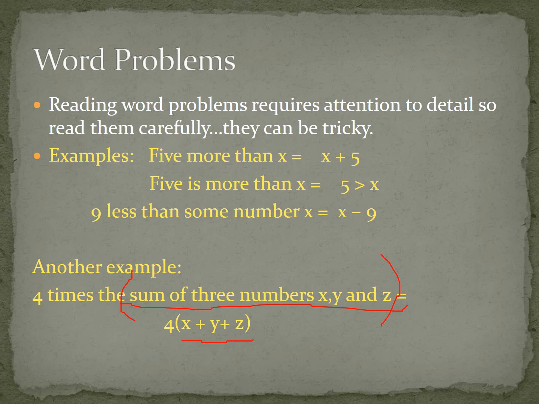4 times the sum of 3 numbers. So first of all, the sum of 3 numbers is going to be in parentheses. And then 4 times is going to be on the outside of that parentheses. So here are your 3 numbers that you've added, and then 4 times the sum of those 3 numbers. So just read through the problems really carefully.